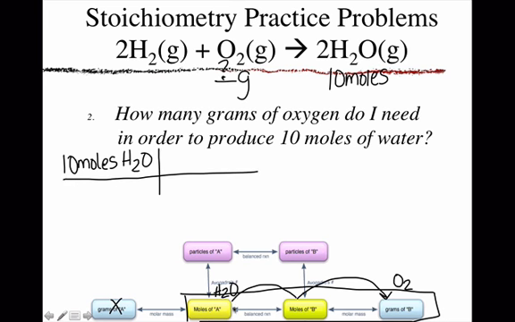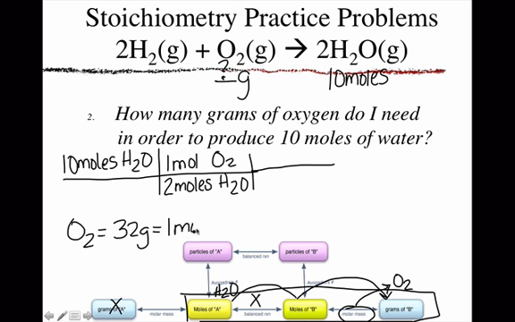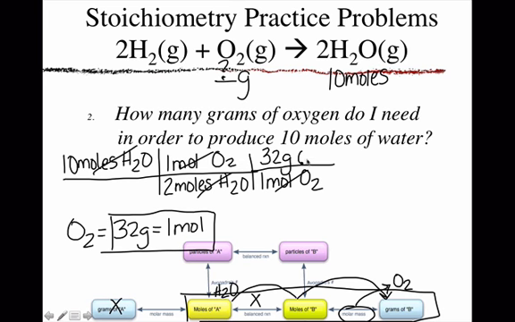So B in this case is oxygen. Oxygen, if I add it up, is 32 grams in 1 mole. That's from the periodic table. So when I go to set this up, my moles of water have gone. I'm in moles of oxygen now. So I need to put the 1 mole of oxygen on the bottom. That way it's going to cancel. And I'm going to put 32 grams of oxygen on top. And they asked me for grams of oxygen. That's what I have left over here.